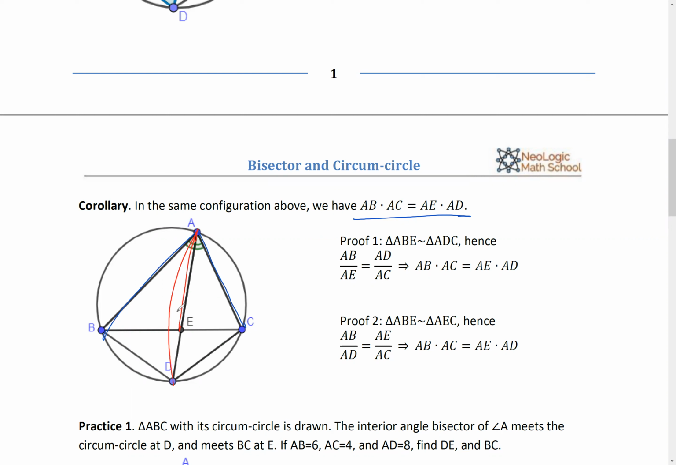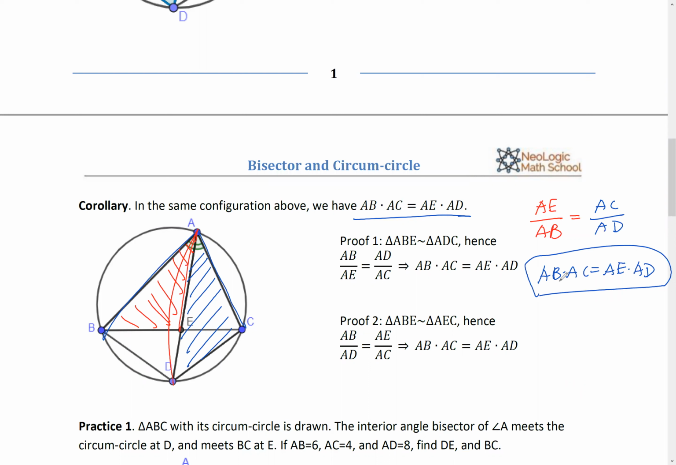Why? For example, think about this triangle. I have AE over AB equal, since this triangle is similar to this one, AC over AD. So AE over AB equals AC over AD. Now you have AB times AC equals AE times AD.